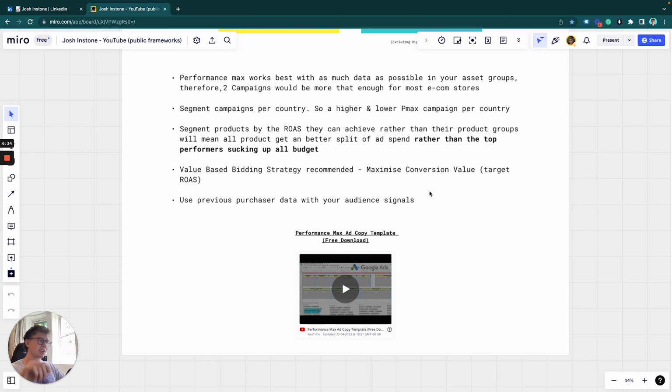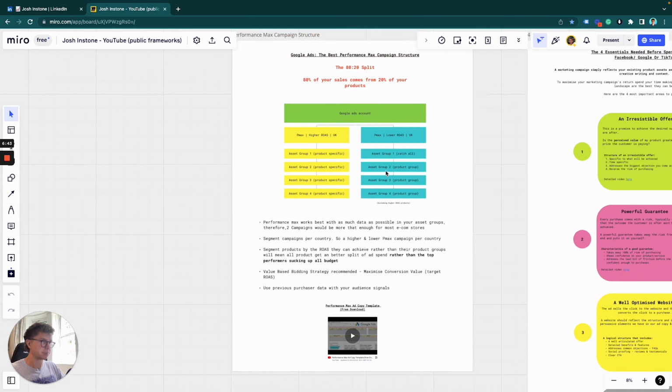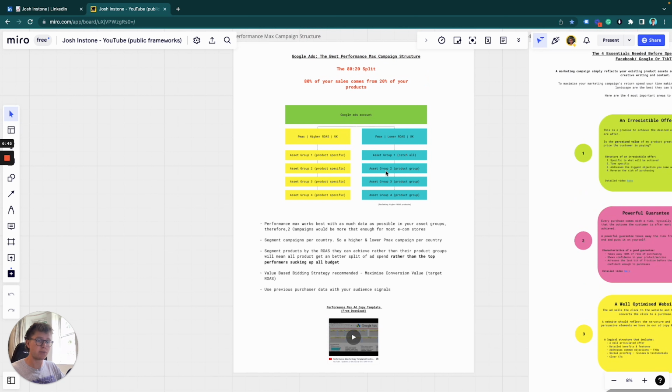And I'm also going to create a video where I go over creating a Performance Max campaign using this exact strategy. So make sure to subscribe to me to see that. But yeah, that's overall. That is the structure I use, the 80-20 rule, and the higher ROAS and lower ROAS split. Okay, so hopefully that explains that one.